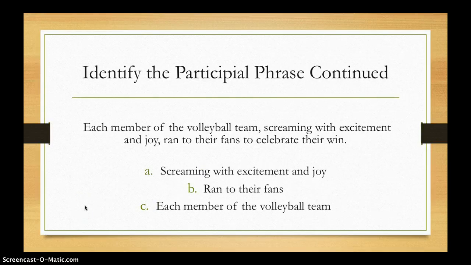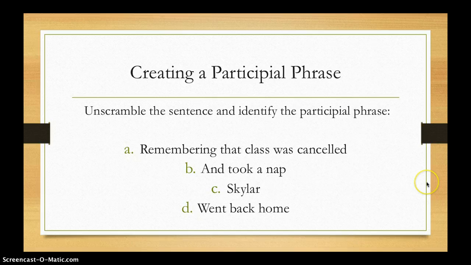So same kind of an example as the last slide, and the sentence is, each member of the volleyball team, screaming with excitement and joy, ran to their fans to celebrate their win. And the choices are either A, screaming with excitement and joy, B, ran to their fans, or C, each member of the volleyball team. And what do you think that answer is? A. That is correct.